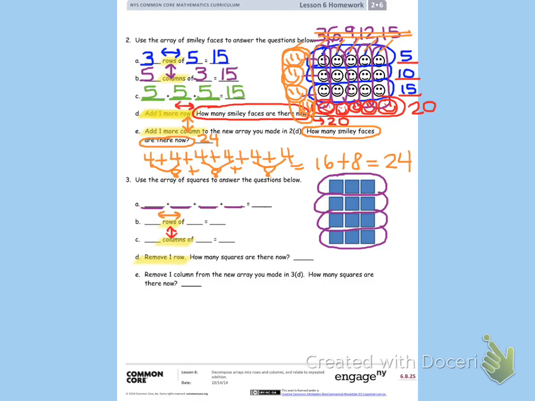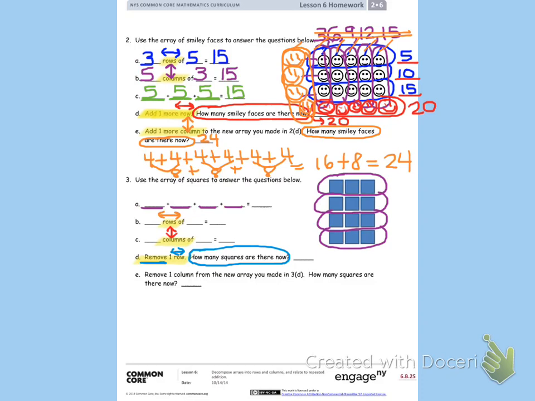On item D, it asks you to remove one row. Again, rows go side to side. So I'll draw myself a reminder there. And I'm going to underline the word remove. Remove means take one away. Remove means to take away. And it's asking you to remove one row, so you're going to take away one of the rows.